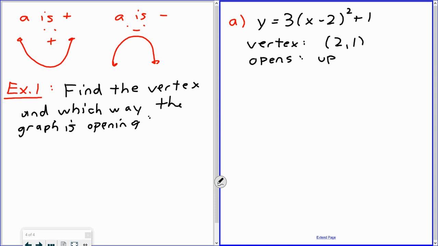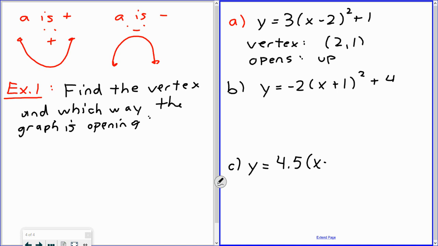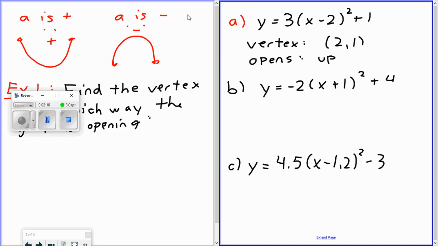For graphing, you guys try B and C for me, please. B is y equals -2 (x plus 1) squared plus 4. And C is, oh my goodness, 4.5 (x minus 1.2) squared minus 3. So I'm going to hit pause in the video. You guys are going to try this. Take a few seconds.